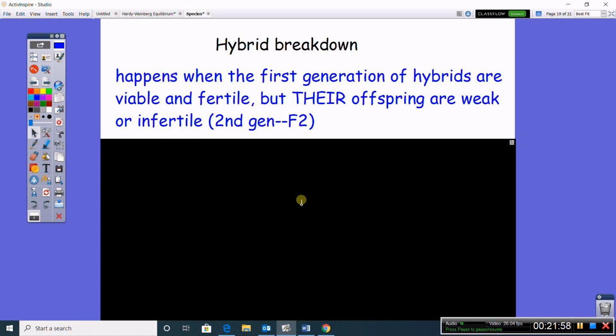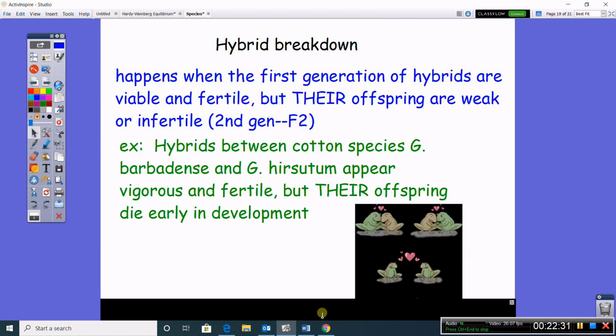Okay, then we have hybrid breakdown. So hybrid breakdown, what you have to pay attention with this is, if you remember back to Mendel, how we talked about the P, F1, and F2 generations. This is not affecting the F1s. This is affecting the F2s, the second generation. So this happens when the first generation of hybrids are viable and fertile, but their offspring are weak or infertile. Second generation, F2s. Okay?